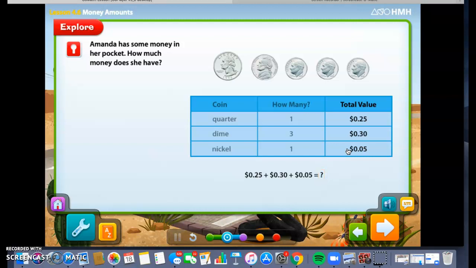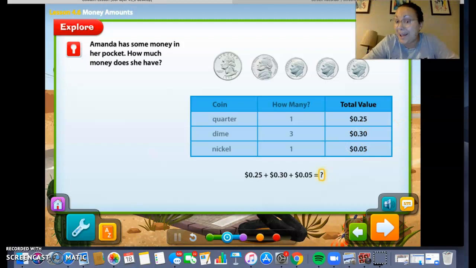Now, if I were you, let me tell you what I would do. I would look for numbers that are easy to add together first. So I could line up 25 plus 30 plus 5, and I could add up the 5s here and carry the 1, but that's a little complicated. I think instead, I'm going to add this 5 cents to the 25 to make it another 30, right? And then all I have to do is add 30 cents and 30 cents.